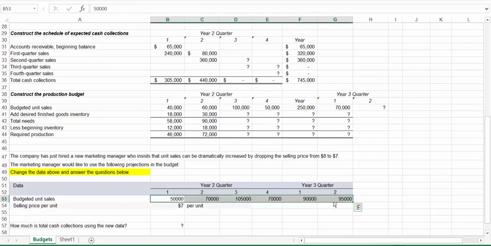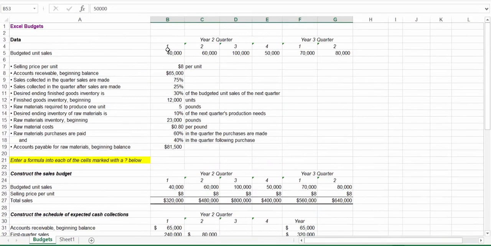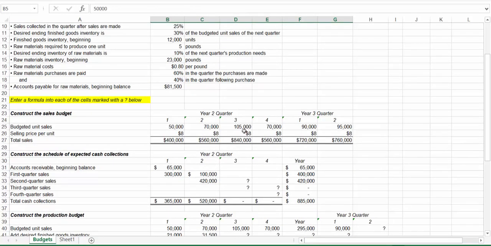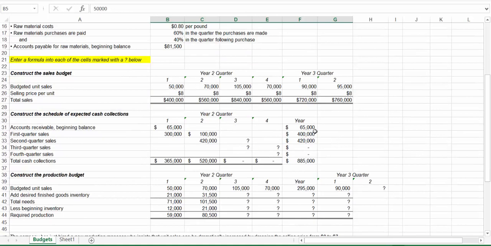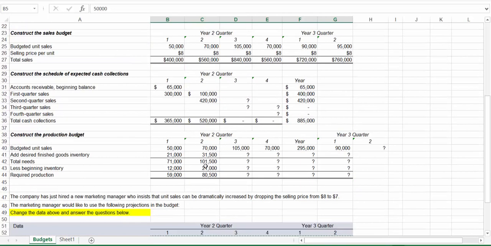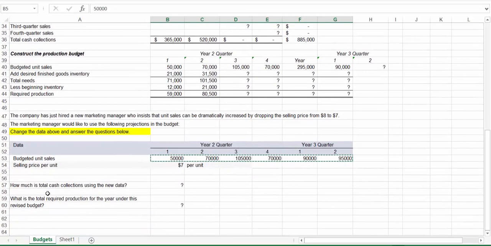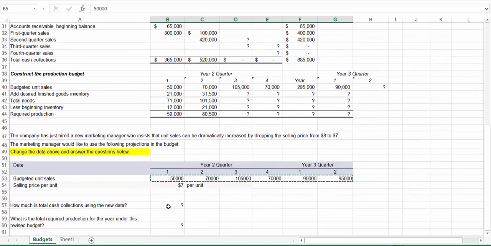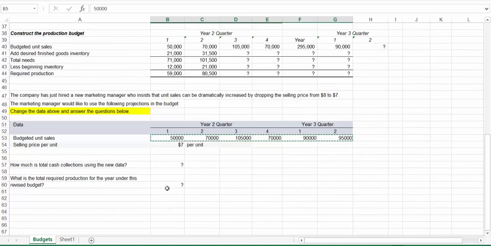Now we're going to copy this, paste it up here. And then what happens is, if you've done it right, your numbers are all going to change and you're going to have new numbers. And you're going to have new cash collection, total cash collection. So you're going to put that number here and the total required production under the revised budget.